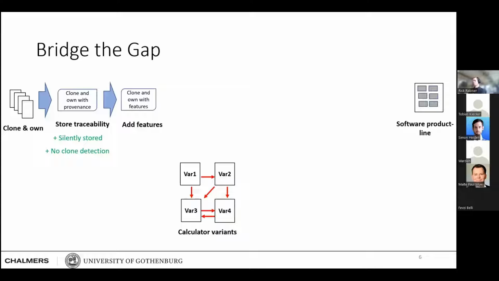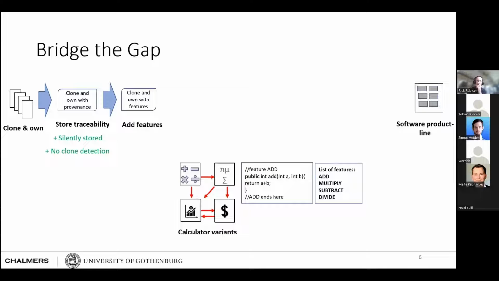Then we have clone and own with features. Now, here we urge the developers to add the information of what features are implemented in a variant. These features can be recorded in a number of ways, for example, as comments as is seen in this example. And then the organization can just maintain a list of features that it supports. The benefit is that developers don't have to perform feature location for tasks such as bug fix replication, or feature introduction or feature enhancement, etc.